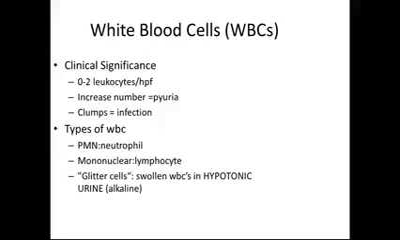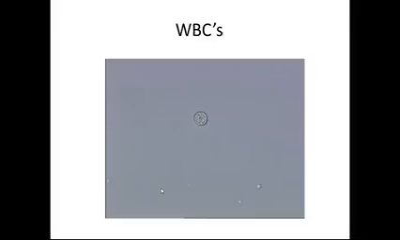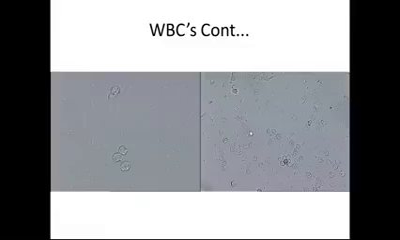And then we also have what are called glitter cells, which are swollen white blood cells. And these happen in hypotonic urine, which means a low specific gravity and also an alkaline pH. White blood cells will oftentimes have a granular appearance and sometimes a nucleus. Here's an example of the granulation in the white blood cell. Here's another slide of white blood cells. You can see the granulation in here a little bit, and here's a clump of white blood cells in this slide.